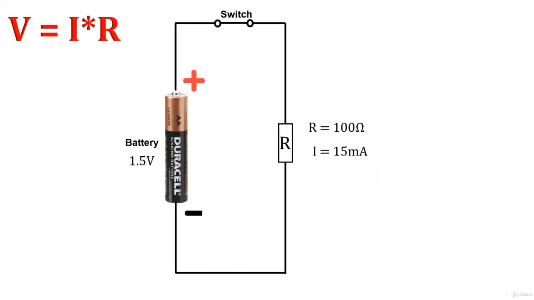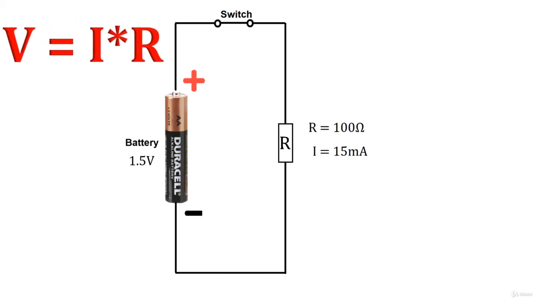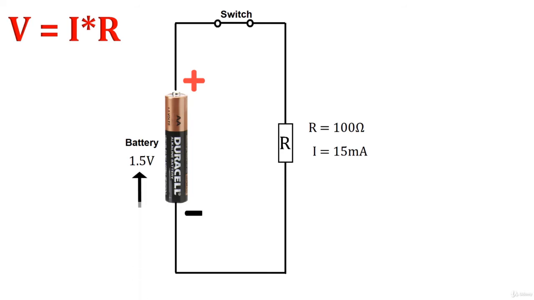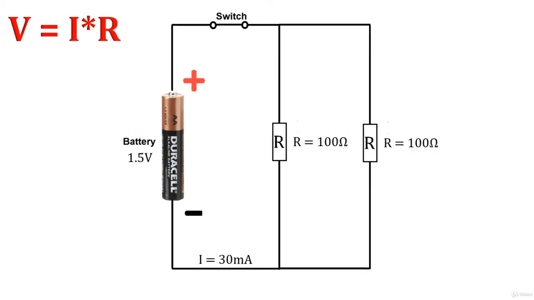Now, when we connect a resistor between the leads, we can apply Ohm's law to figure out the current. Let's try it with some numbers. Assume we have a 1.5 volts battery and a 100 ohm resistor. What would the current be? So using this equation, we get 1.5 equal to current times 100. So the current equals 0.015 ampere. That's 15 milliamps.